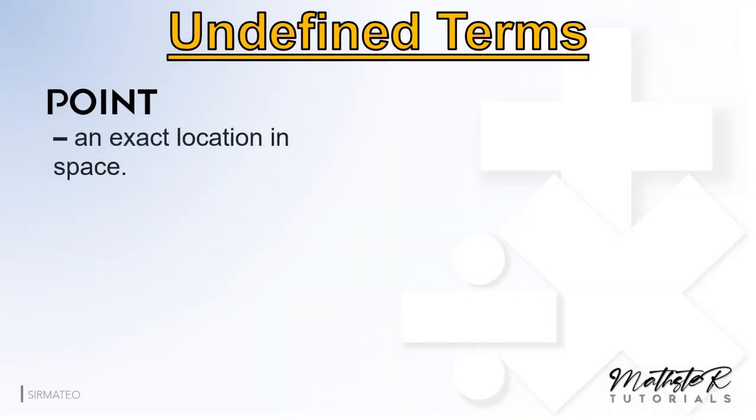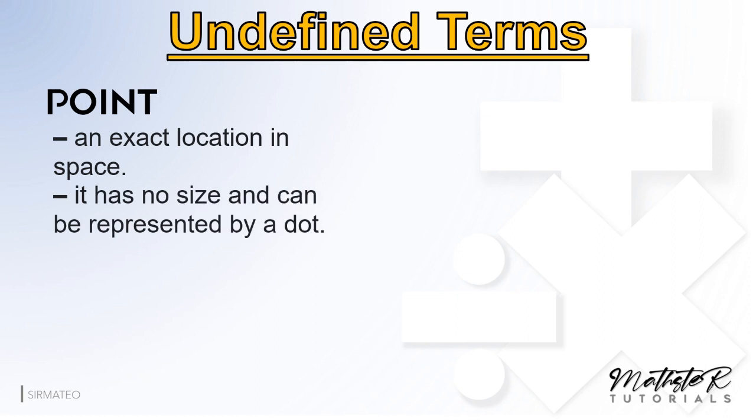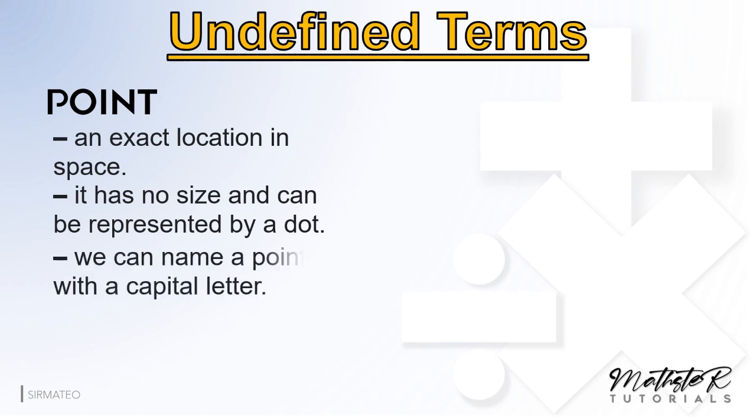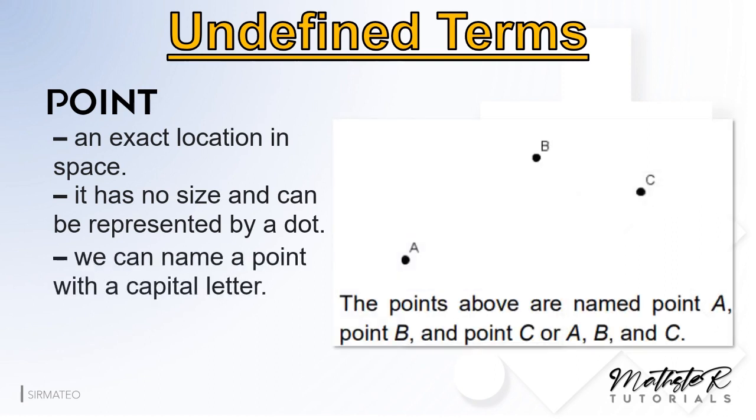We have point. Point is an exact location in space, and it has no size and can be represented by a dot. We can name a point with a capital letter, and this is an example of a point. So the points above are named point A, point B, and point C, or simply ABC.